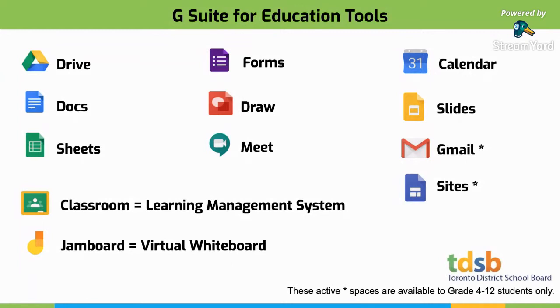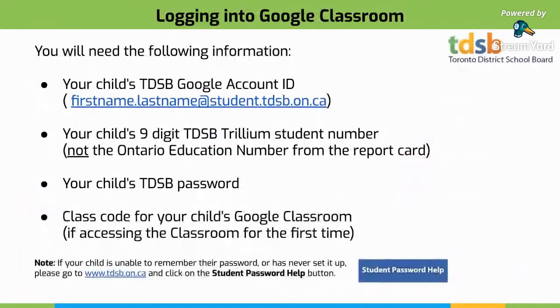And you'll notice over on the far right-hand side, the Gmail and Google Sites tools. We have these turned on for our students in grade 4 to 12. So under grade 4, they're turned off, essentially. And so that's one of the additional options you get with a G Suite for Education, is that you can enable or disable services according to groups of students. So in TDSB, we've done that by the grades as opposed to the school level.